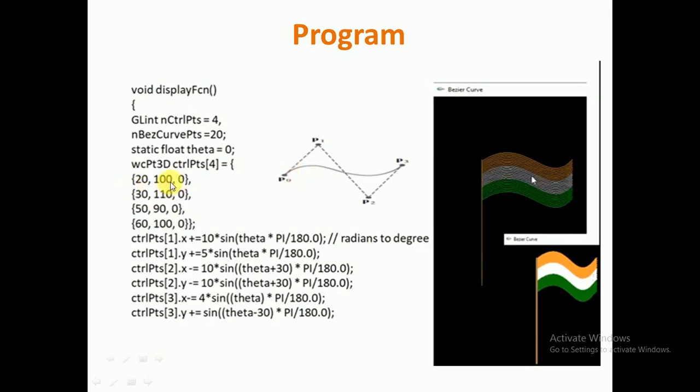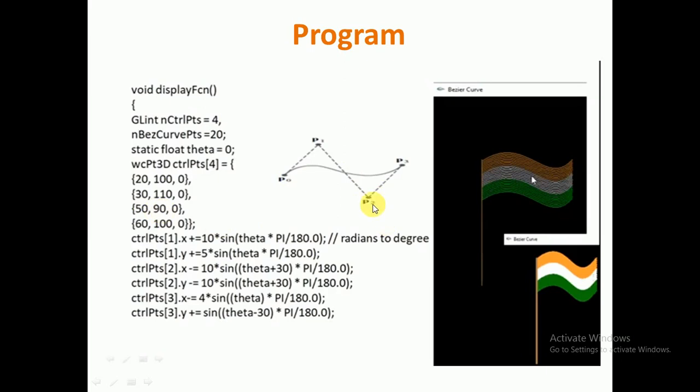z is 0. The next control point is 30. In the x direction you have moved to the right side, that's why it is 30. Then in the y direction, 110. If you compare this one, this is above, that's why this point is 110. The next point in the x direction is 50. In the x direction again you have moved right, 50. But compared to this, it is below, that's why Y is 90.